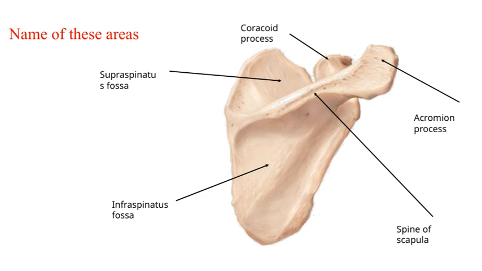These fossae are shallow depressions that accommodate muscles involved in shoulder movements. The supraspinatus fossa is located above the spine, and the infraspinatus fossa is below it. Understanding these areas helps us appreciate how the scapula functions as a vital component of shoulder mobility and strength. Each of these regions not only supports muscles, but also contributes to the overall mechanics of the shoulder joint.